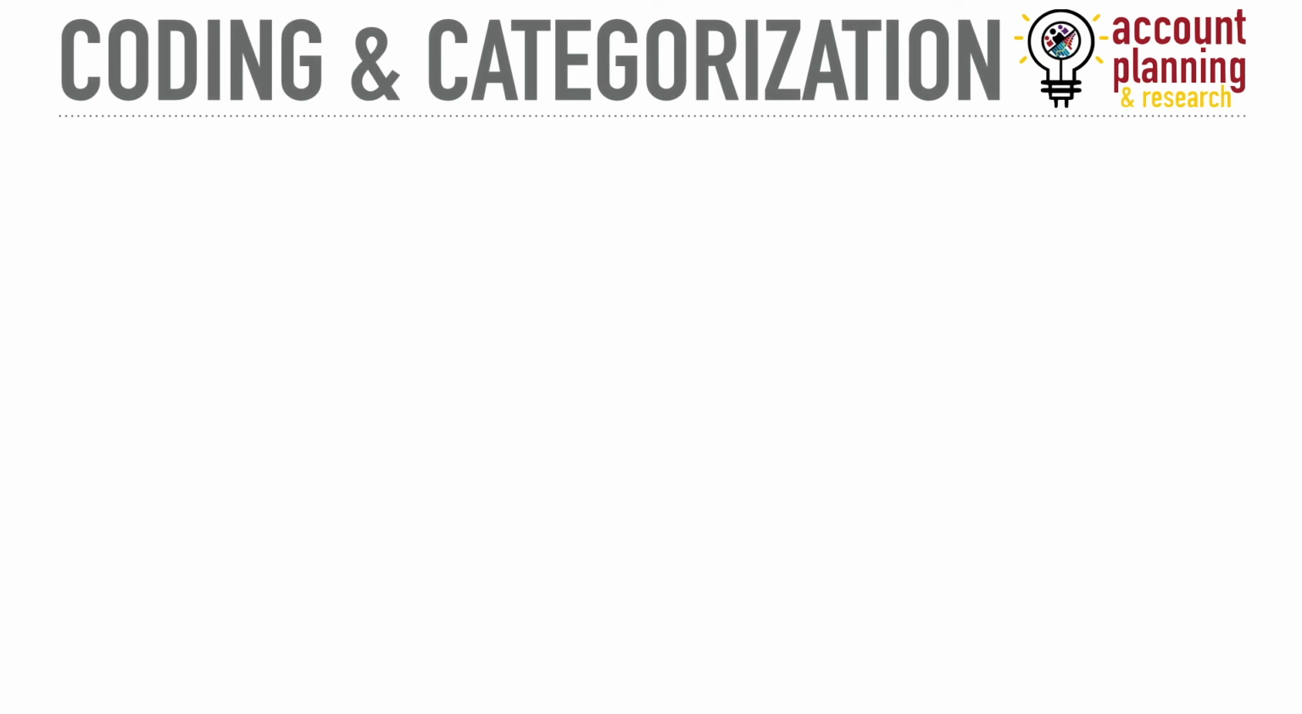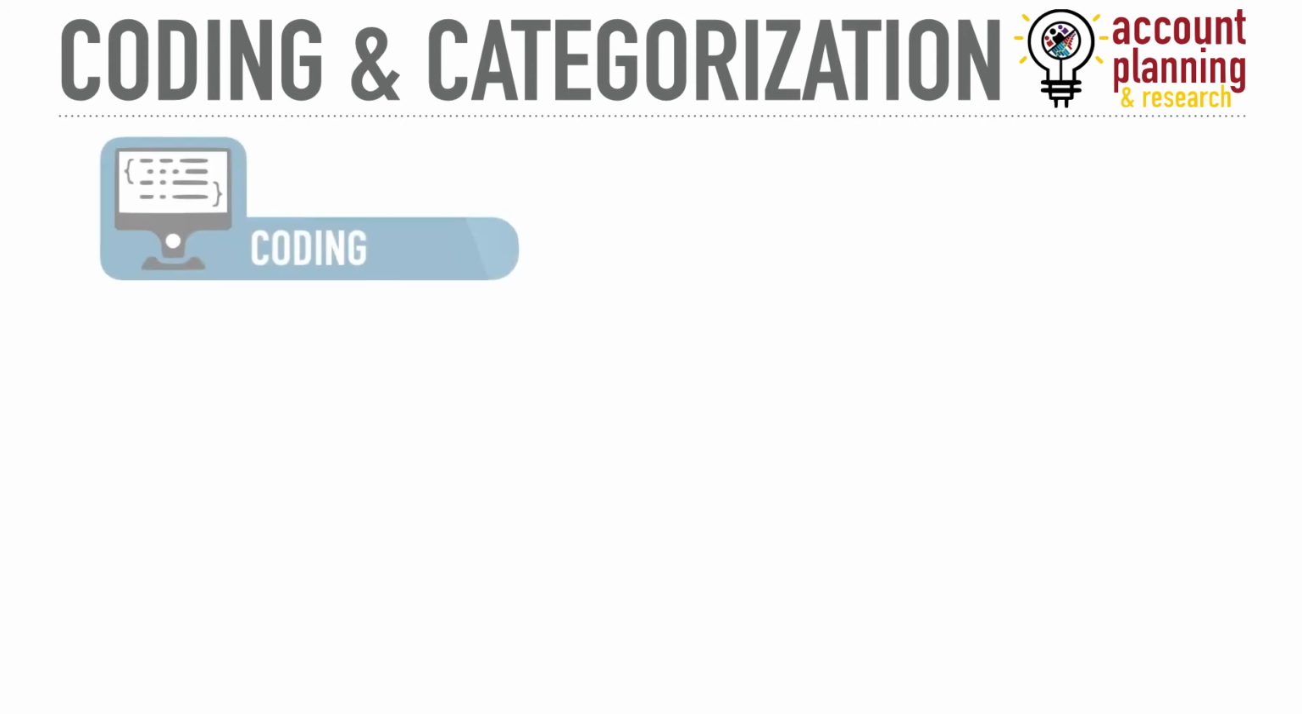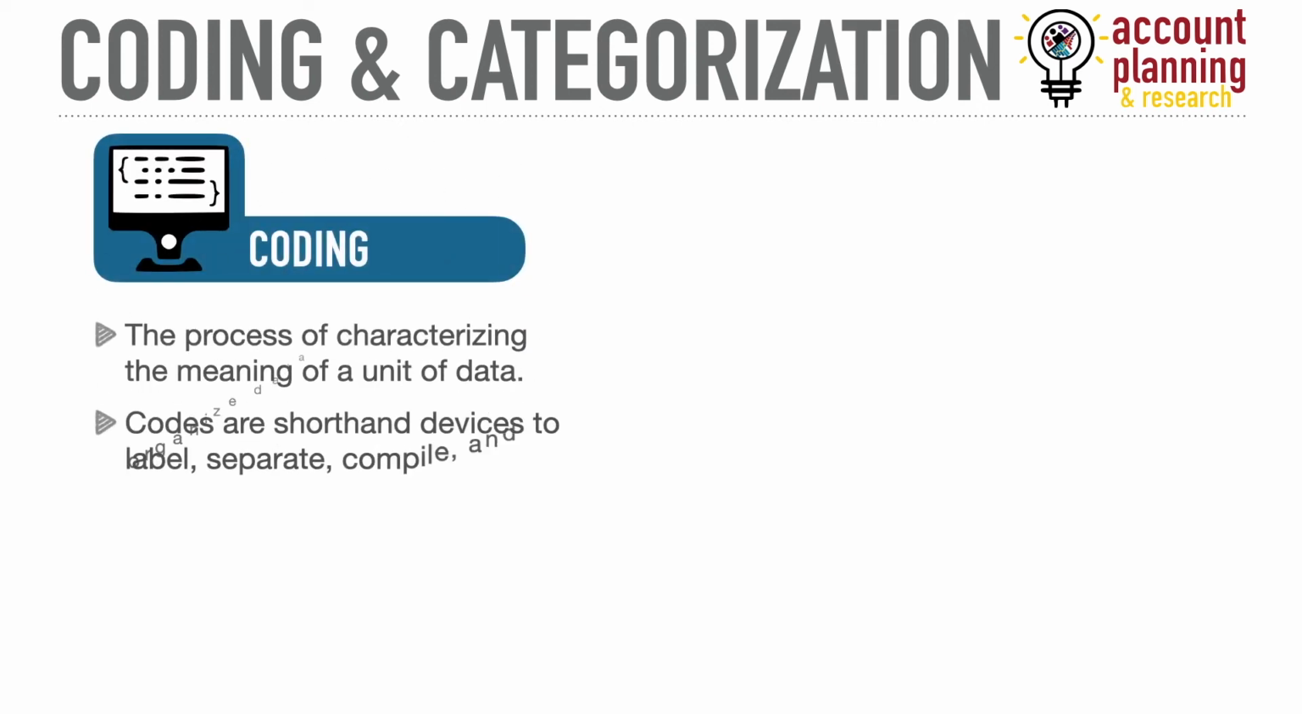How do you code your data? You have all these observations, all these data points, and now it's time to make sense of them. There are two main strategies that you should utilize here. First, coding is the process of giving meaning to a unit of data. Codes are shorthand devices and labels that separate, compile, and organize data. So these are the interpretations, the themes that you've identified that you're going to use in drawing conclusions from your data.